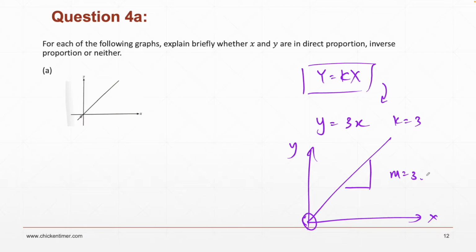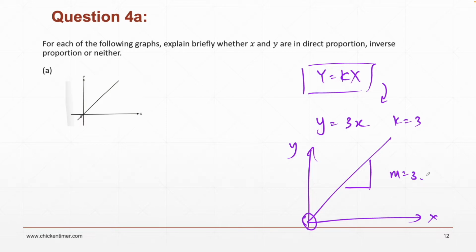If you have other values of k, they will also show you that the y equals kx graph will be a straight line graph cutting through the origin. If you have problems drawing y equals kx, that is part of another topic altogether. In this case, we are supposed to look at the graph in A and determine whether y and x are in direct proportion or not.